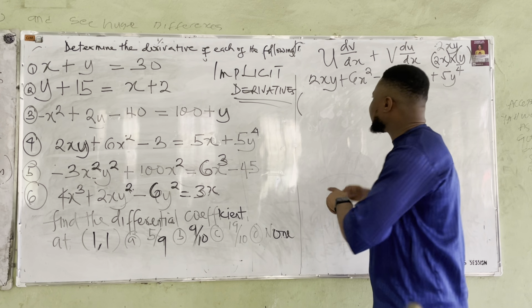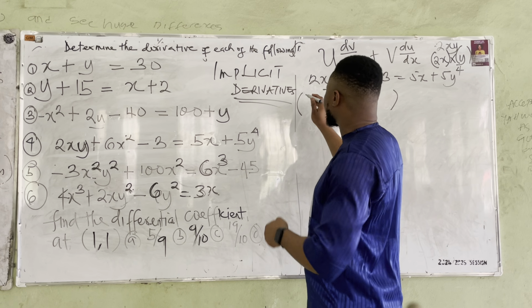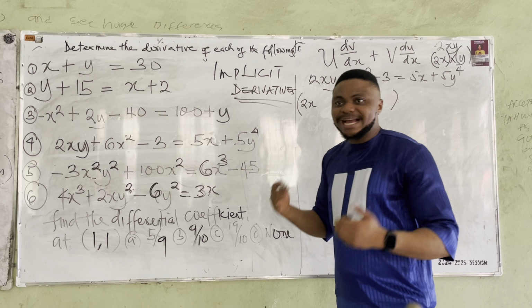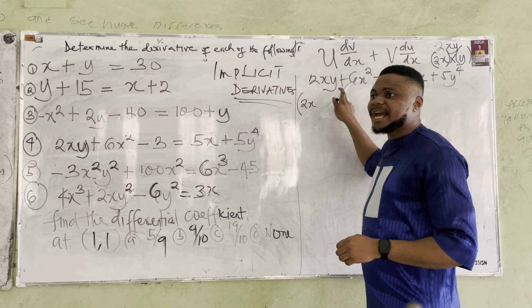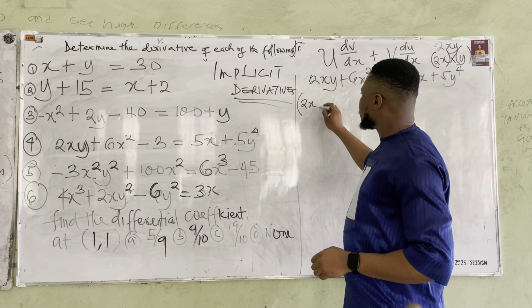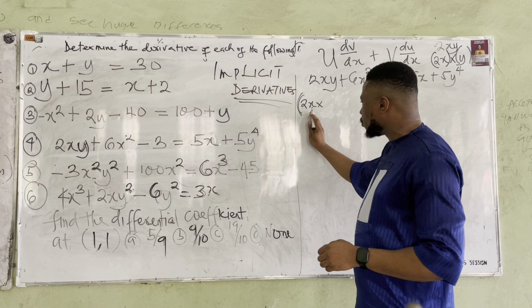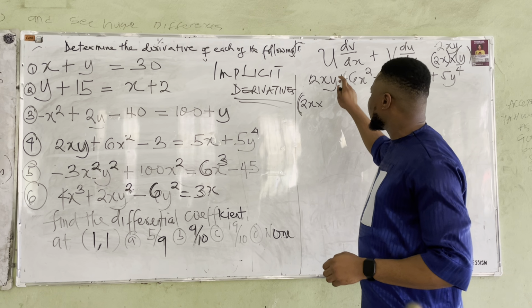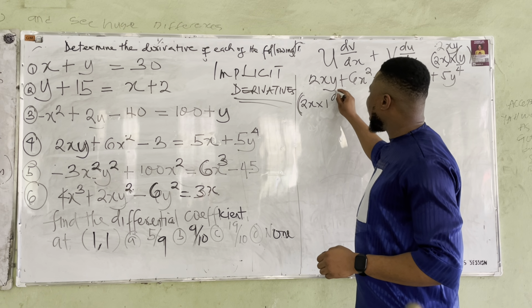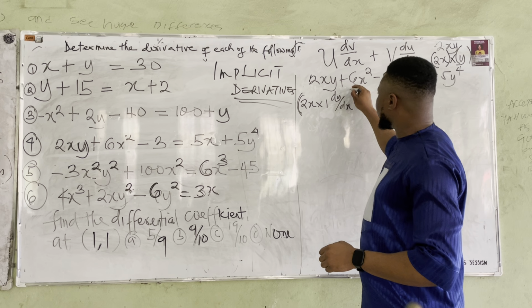So now the idea is this. Keep your 2x constant. Write your 2x. Differentiate your y. Multiply it by the differential form of your y. Put it in, open another bracket. Open another small bracket inside. Differentiate y is what? 1 dy over dx, close.